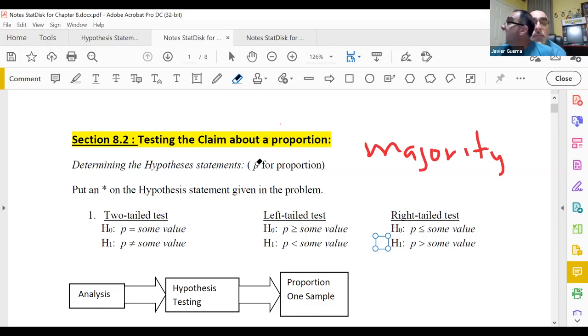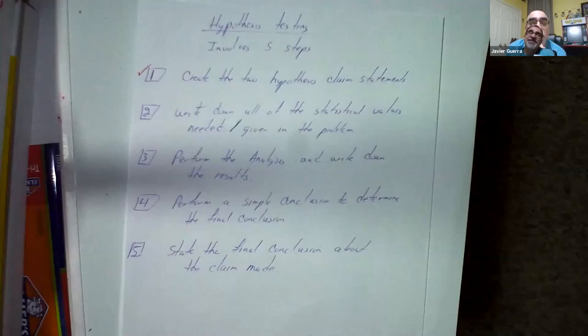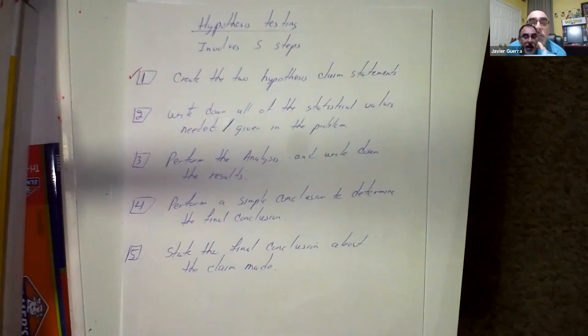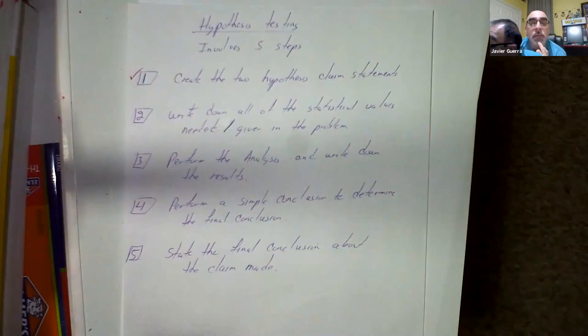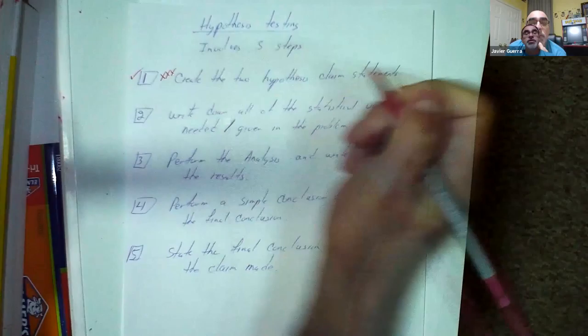Let's summarize. Where are we at on the list? Let me show you where we're at on the list. You are here. You've only done one of the five steps. Yes, go ahead and cuss all you want. Yeah, we've only done that. That is the most critical part of the whole process, number one. Number two is a cinch.